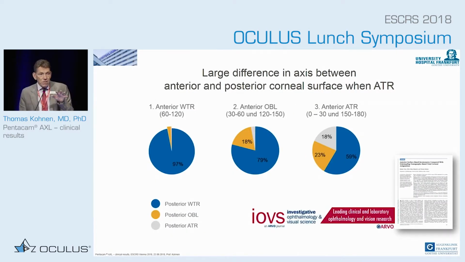And this is the most interesting slide, and I would like to go through this. If the anterior cornea showed with-the-rule astigmatism, then most of the time the posterior cornea was with-the-rule.